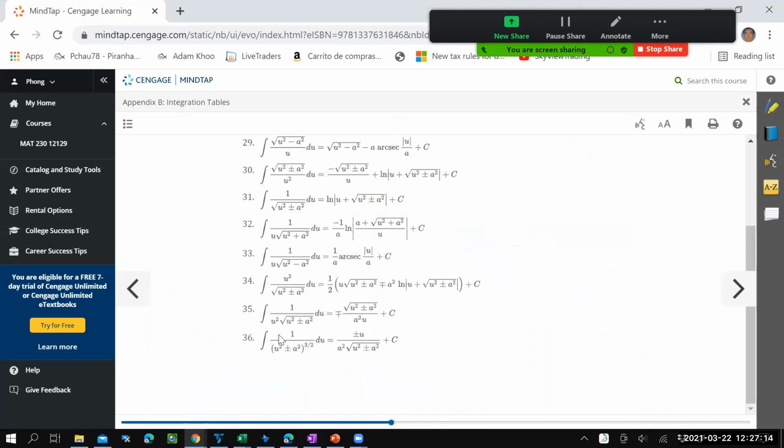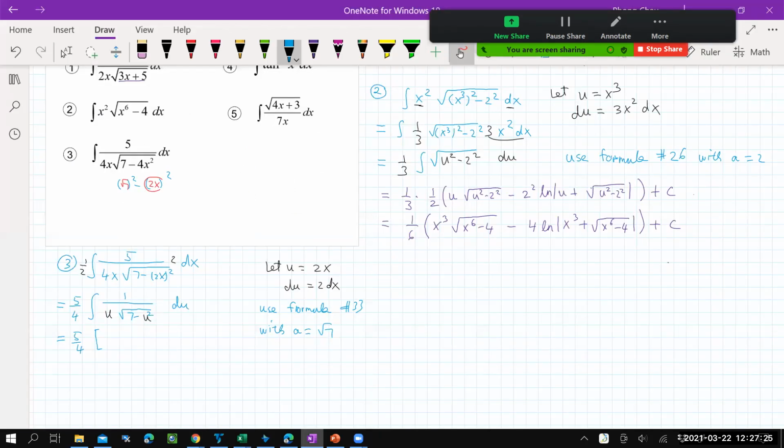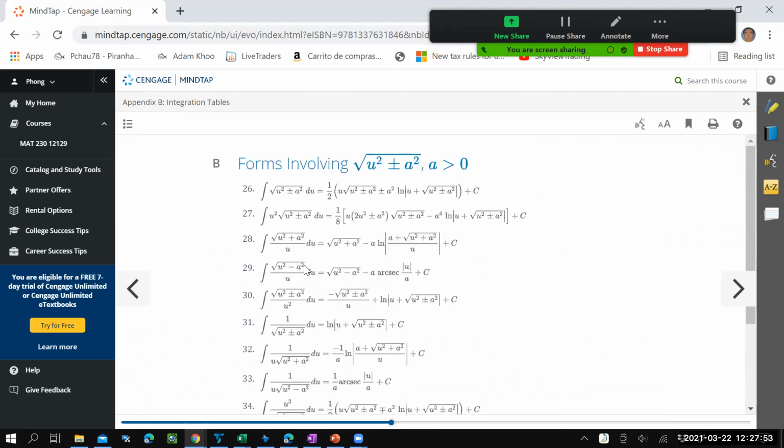Oh, actually, I'm wrong. Am I? u squared minus a squared. We have a squared minus u squared. Sorry, it's not the right one. I almost picked the wrong one. This is u squared minus a squared, u squared minus a squared, u squared plus a squared, u squared minus a squared. We don't have the one with a squared minus u squared.